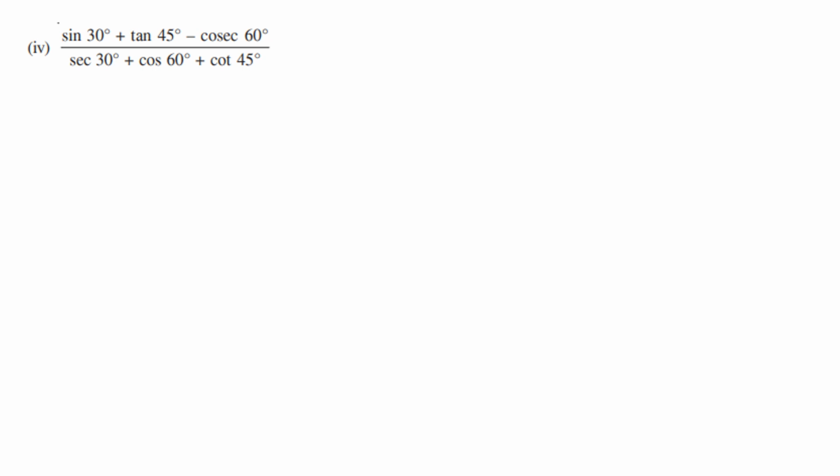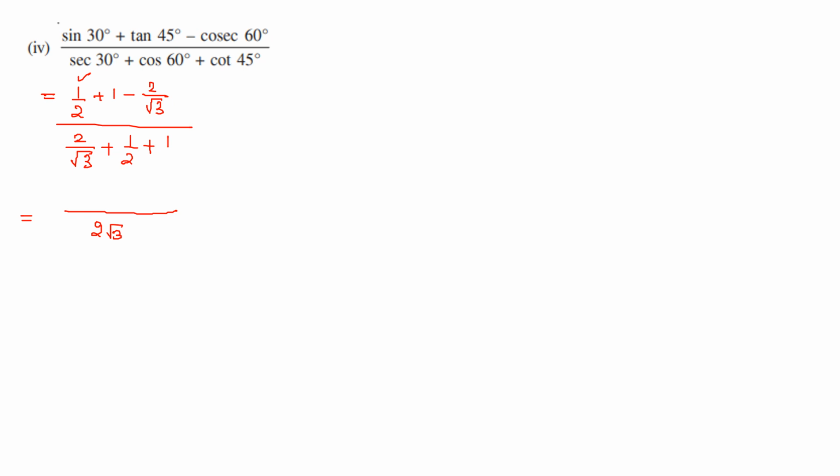So sine 30 degree is 1 by 2. Tan 45 degree is 1. And cosec 60 degree is 2 by root 3. Divided by sec 30 degree is 2 by root 3. Plus cos 60 degree is 1 by 2. Plus cot 45 degree is 1. Now, for both numerator and denominator, you have to take the LCM. So, for numerator, LCM will be 2 root 3. Now, if you see here, the first part, it is 1 by 2. So, in 2, how much you will multiply to get 2 root 3? So, you have to multiply with root 3, right?